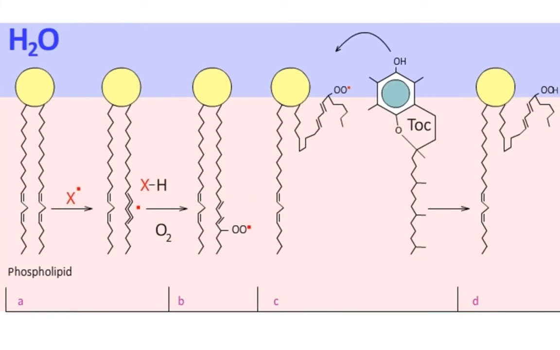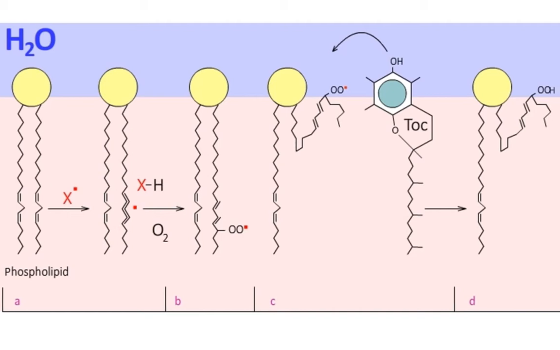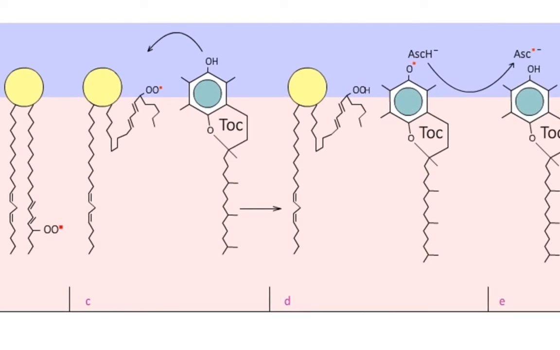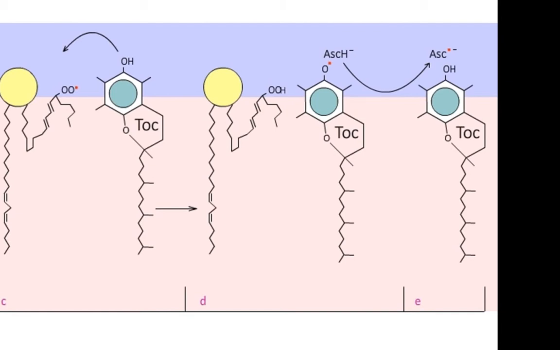Addition of oxygen forms the peroxide radical. The increased polarity causes partitioning to the aqueous interface. Alpha-tocopherol is shown on the right. Alpha-tocopherol acts as an electron donor, stopping the chain reaction by forming the hydroperoxide. Tocopherol is regenerated to the reduced form by ascorbate.